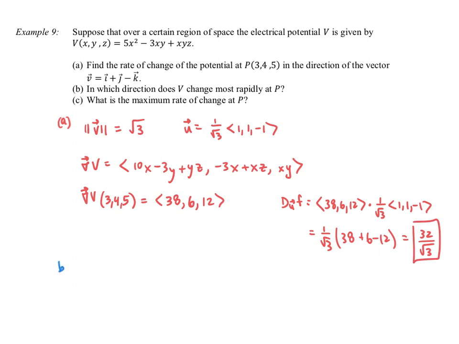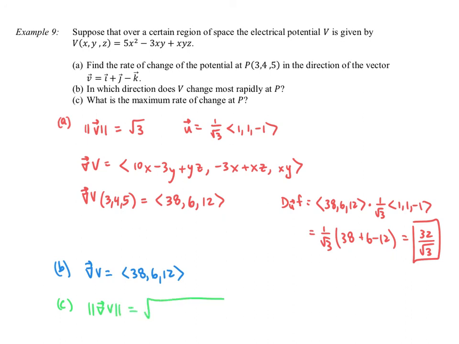All right, for part B, we're going to look at in which direction does V change most rapidly at the point P. And of course, we know the answer to this will be the gradient vector at that point, which is going to be 38, 6, and 12. And then for part C, it asks us for the max rate of change at P, which again we know is the magnitude of the gradient.